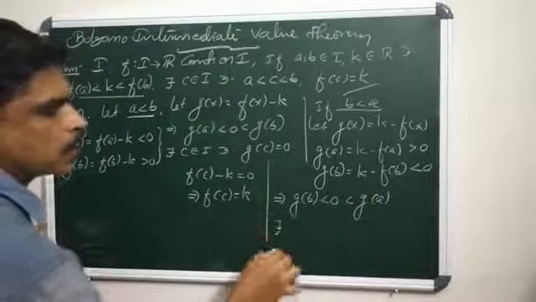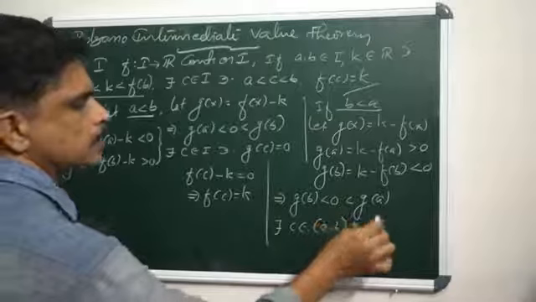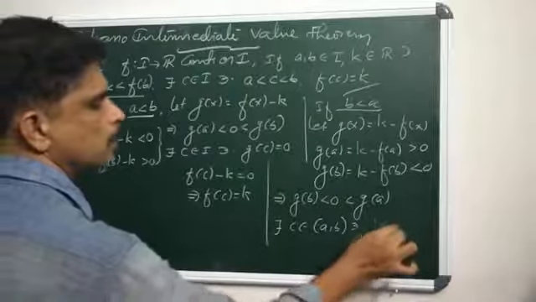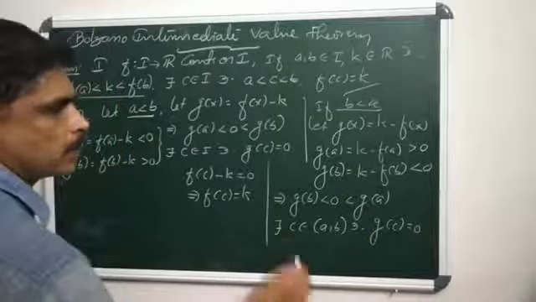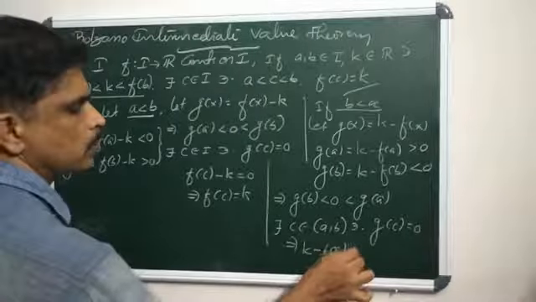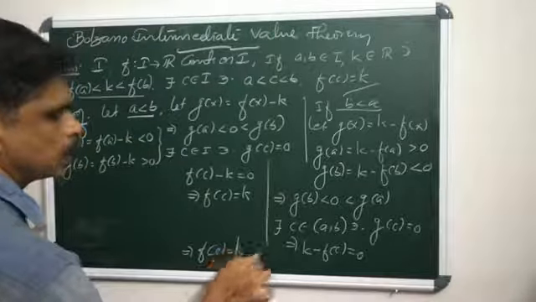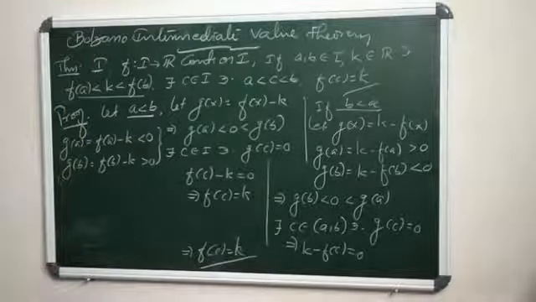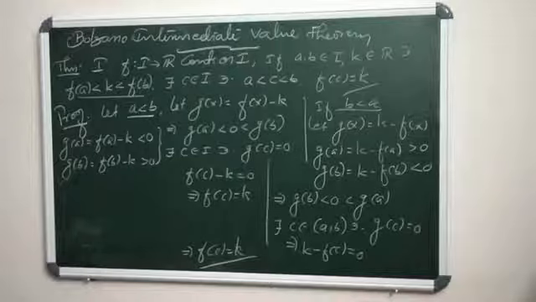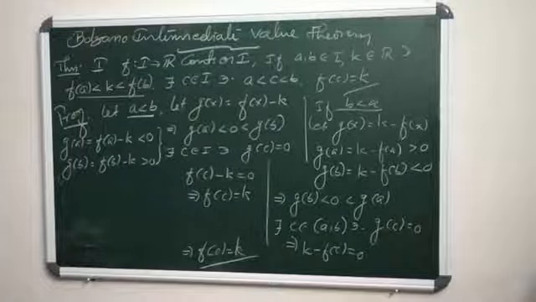Again, by the location of roots theorem, there exists c in (a, b) or I such that g(c) equals 0. Here k minus f(c) equals 0. That means f(c) equals k. So in either case, the result holds. So this is the Bolzano intermediate value theorem. That heavily depends upon the location of roots theorem. Agree? Thank you.